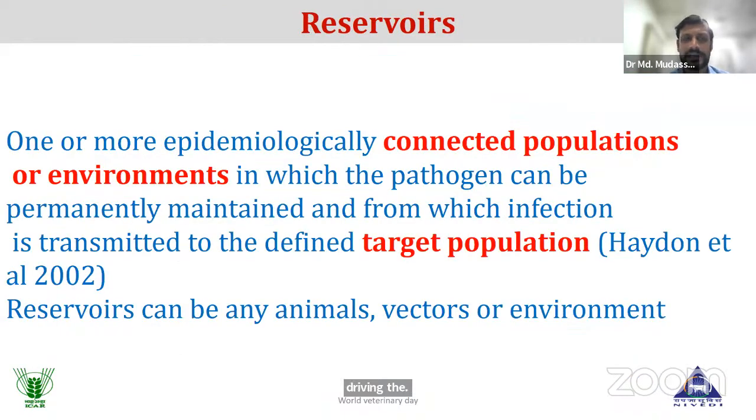So what are the reservoirs in that case? There are different definitions, which we will not go into in detail. But one thing we have to remember: when you talk of reservoirs, absence of a reservoir in a population, an environment, or a location will not lead to the repeated occurrence of the disease. If there is a reservoir, then the disease is maintained in that population. So a reservoir can be any animal, vector, or environment. I'll take examples of each and then see how veterinarians are playing a role, how the One Health approach is required, and how we can all contribute together and prevent zoonotic diseases in both animals and humans.